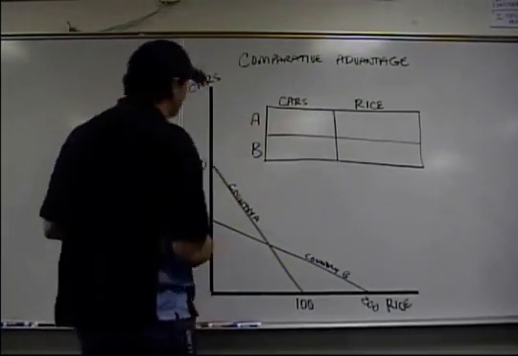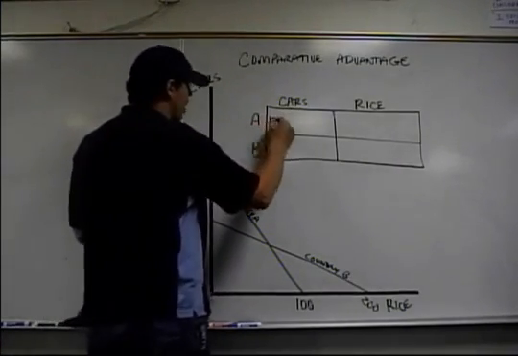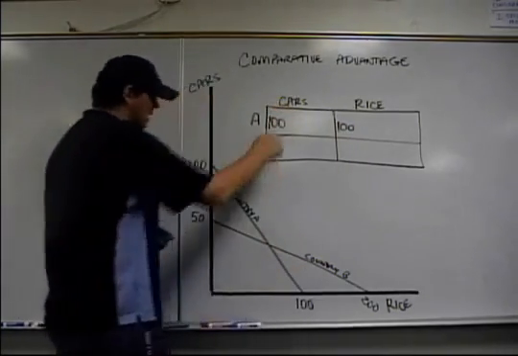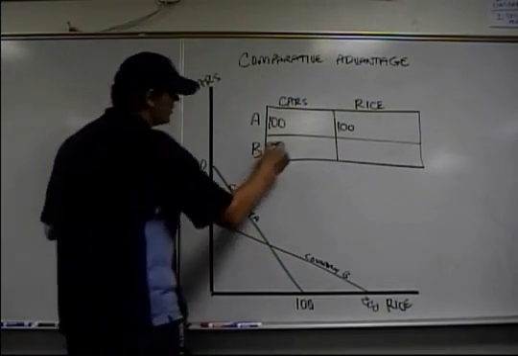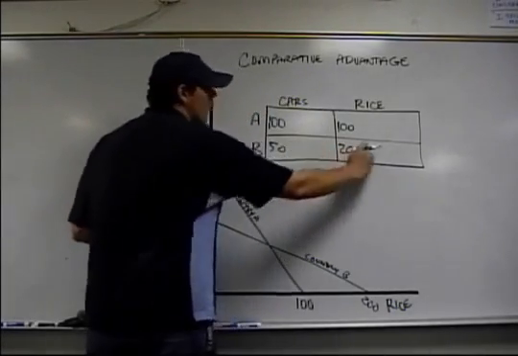All right. First thing you got to do is take out and fill this chart. So country A can produce 100 cars and they can produce 100 rice. Done. As you can see, country B can produce 50 cars and they can produce, in this case, 200 rice. Good, I'm leaving this open because I want to write some stuff in there.